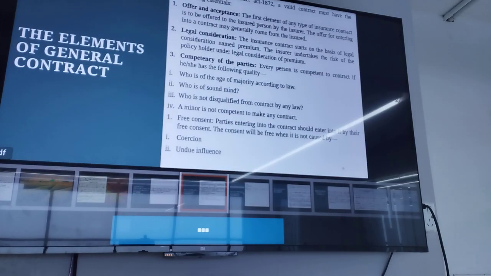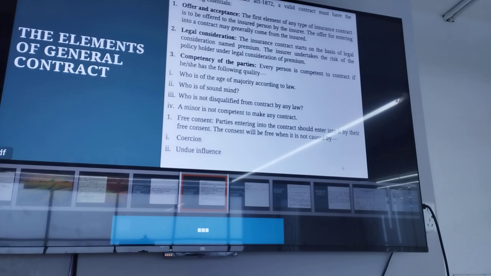The elements of general contract. According to the Contract Act 1872, a valid contract must have the following essentials: offer and acceptance. The first element of any type of insurance contract is to be offered to the insured person by the insurer. The offer for entering into a contract may generally come from the insured.